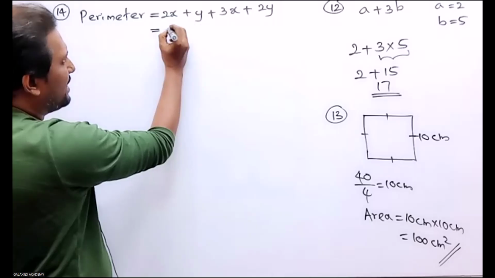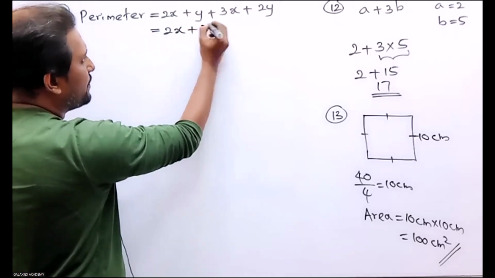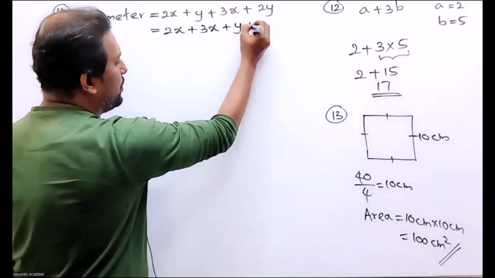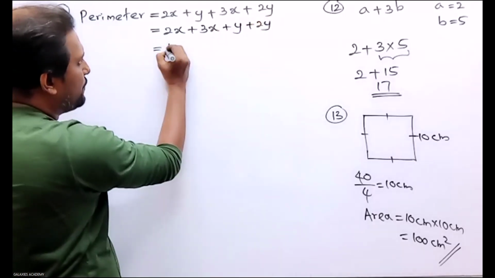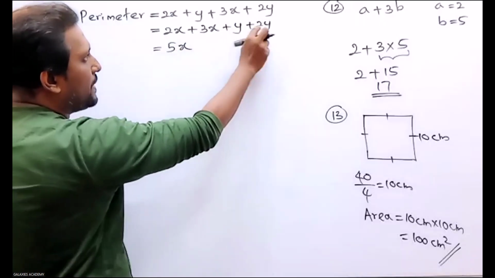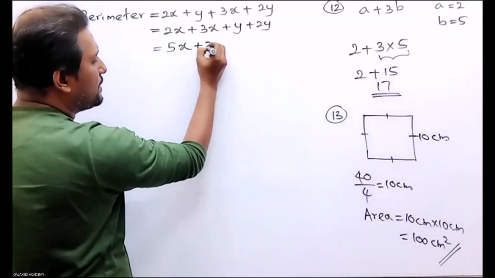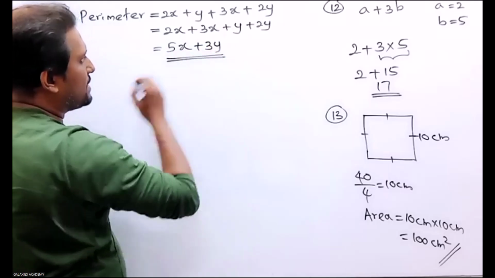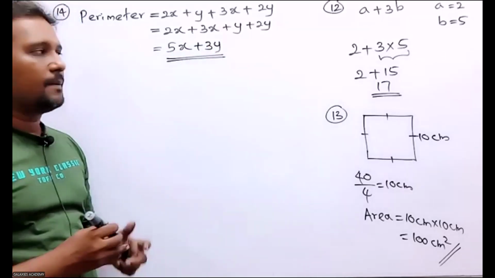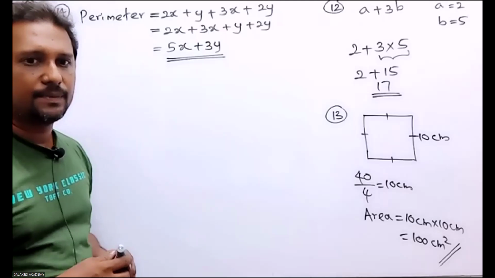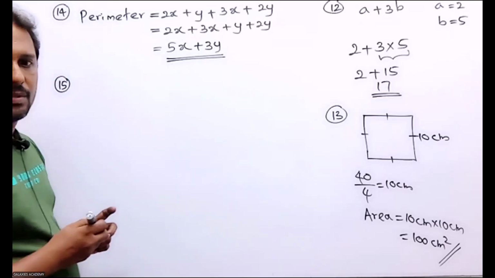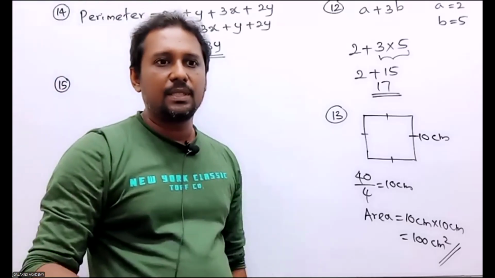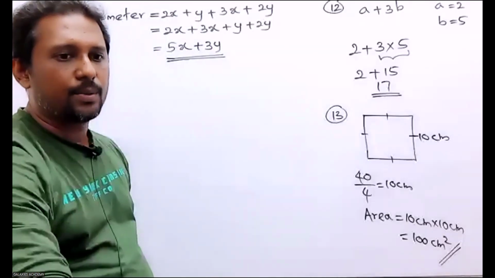If you want like terms, you can write nearly. I changed only the positions. 2x plus 3x, the answer is 5x. y plus 2y, the answer is 3y. So what is the expression for the perimeter? 5x plus 3y. Right. Question number 15. Now we can go to discuss.